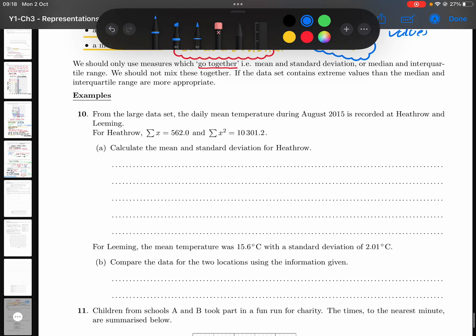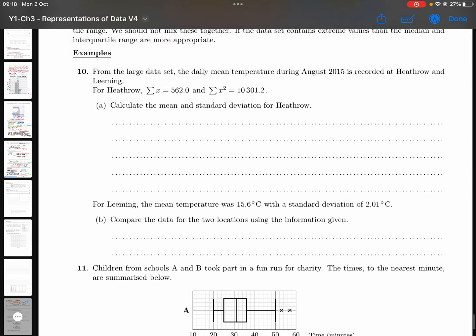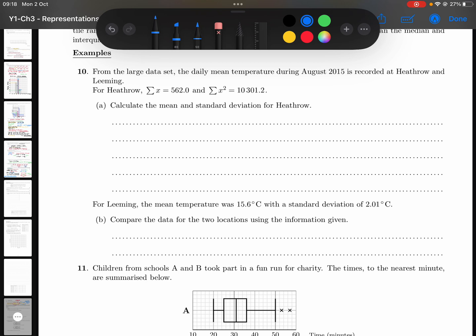There's something called the large data set. The daily mean temperature during August 2015 is recorded at Heathrow and Leeming. For Heathrow, we're told that the sum of all the x values is 562.0, and the sum of all the x values squared, sigma x squared, was equal to 10,301.2. We'd like to work out the mean and standard deviation for Heathrow. Again, this might be familiar to you, so I will pause and let you have a go by yourselves.